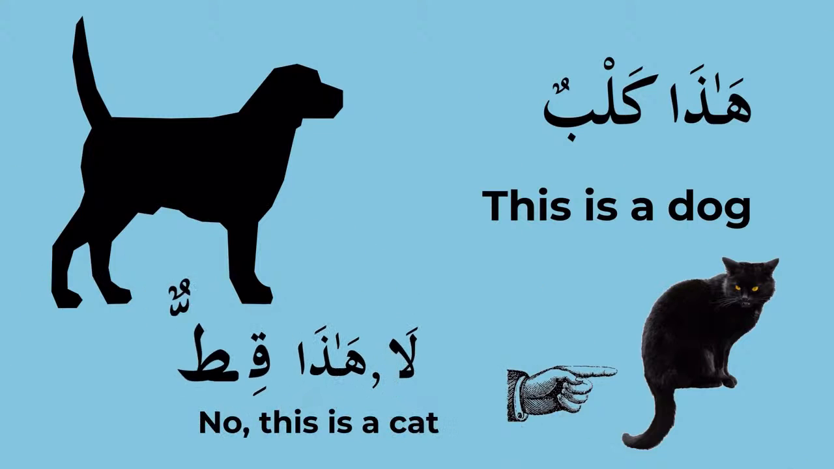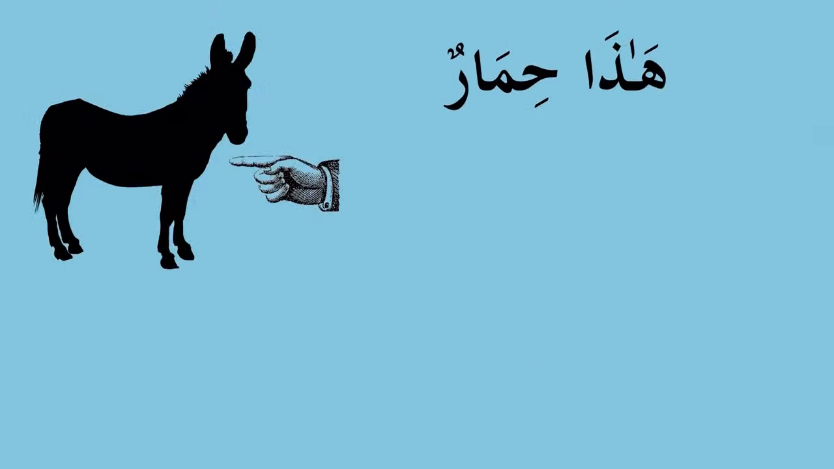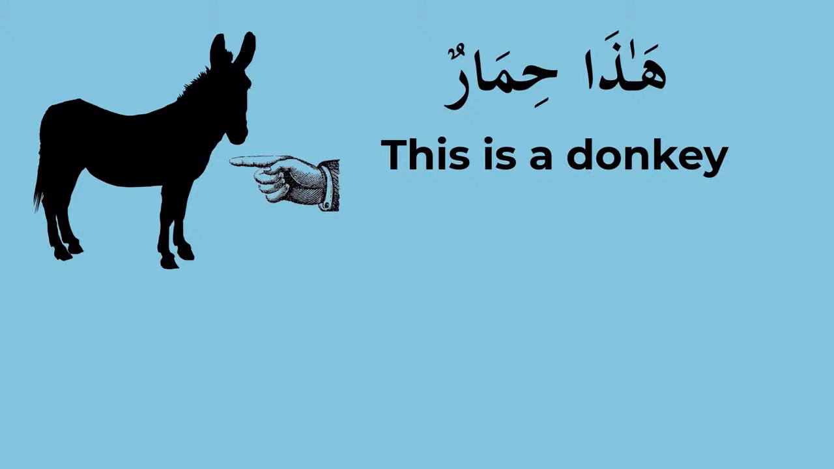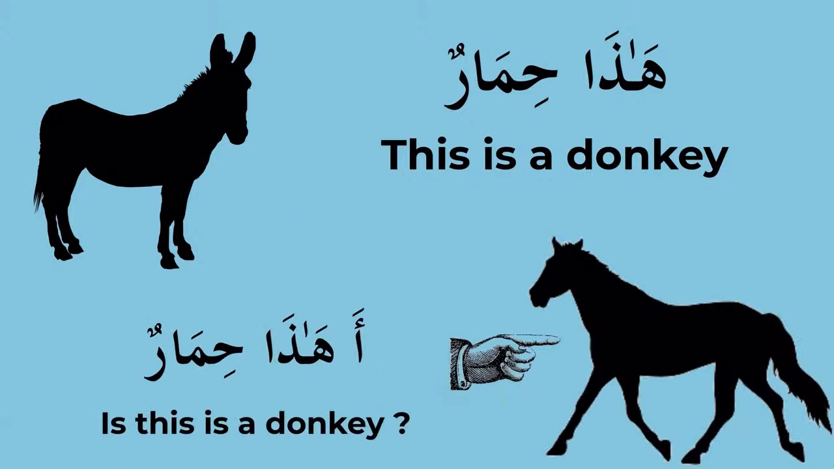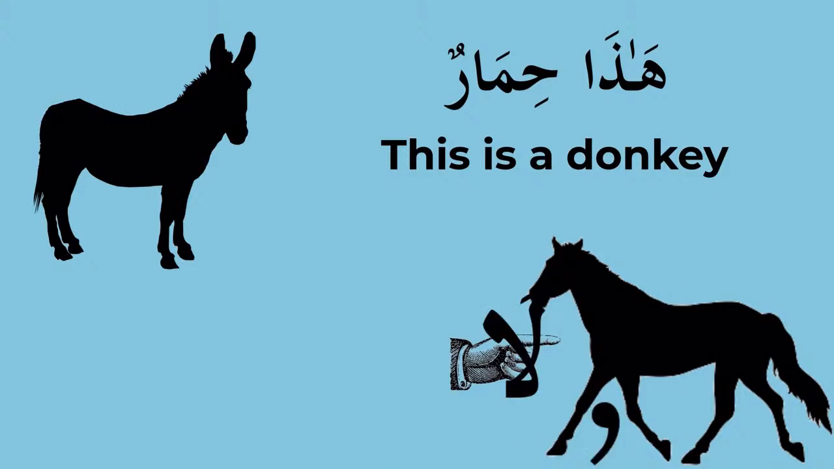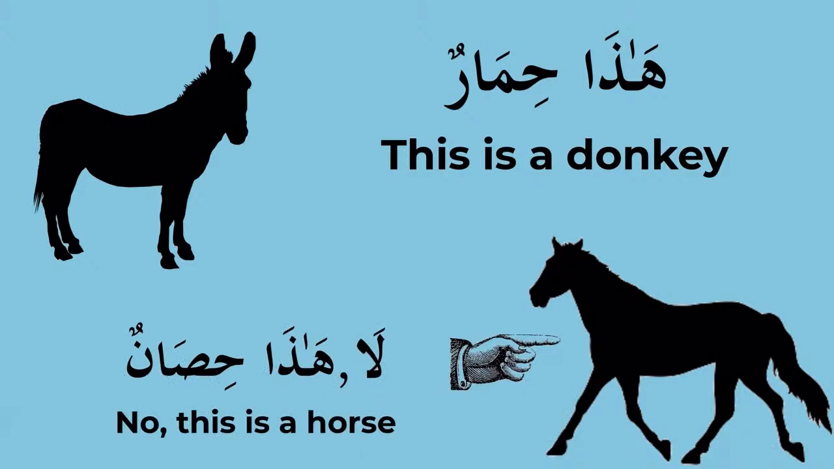La. Hadha kittun. Mashallah. So, brother, kittun, a cat. Hadha himarun. Hadha himarun. Okay, brother? La. Hadha hisanun. All these vocabs, you must do it at home. Donkey, horse, okay?